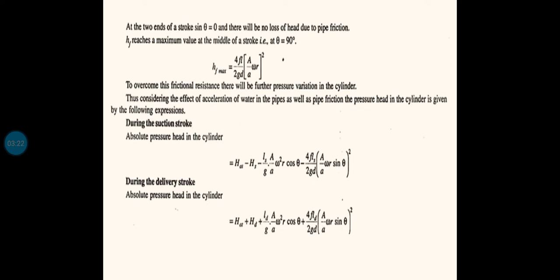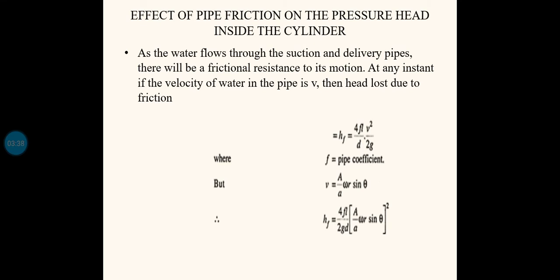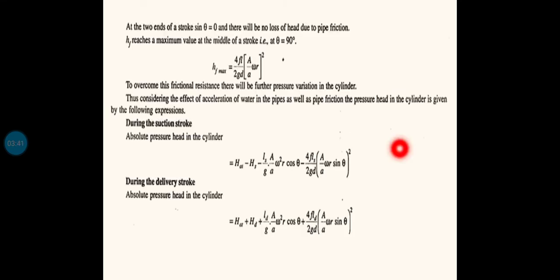So at the starting and end of the stroke, whether it is suction or delivery, there won't be any frictional head inside the cylinder. But as theta increases, the frictional effect goes on increasing, and it will have a maximum value at the middle of the stroke, that is theta equal to 90 degree, since at that time sin 90 will become 1. So the maximum value at the middle of the stroke will be HF max equal to 4FL by 2GD into A by a omega r whole square. Remember this is the maximum frictional value, and this will be acting at the middle of the stroke, that is theta equal to 90 degree.